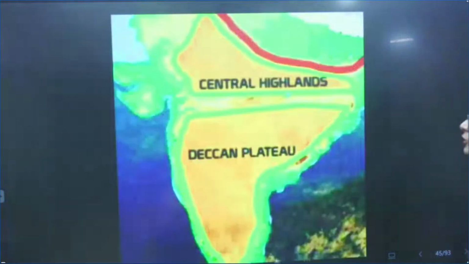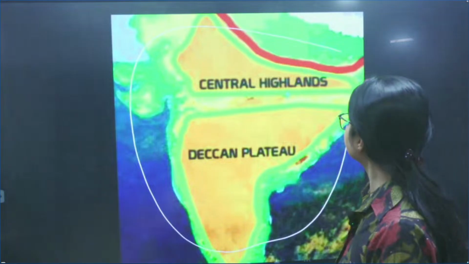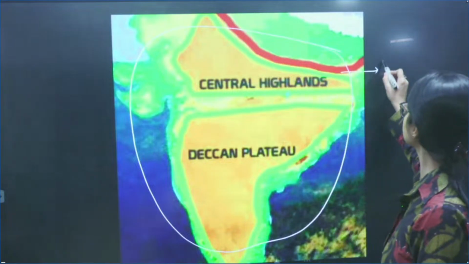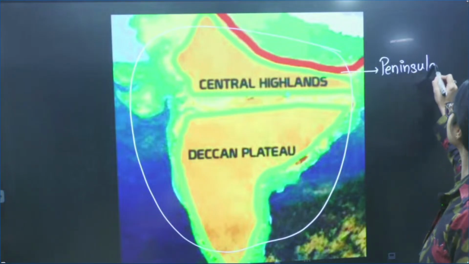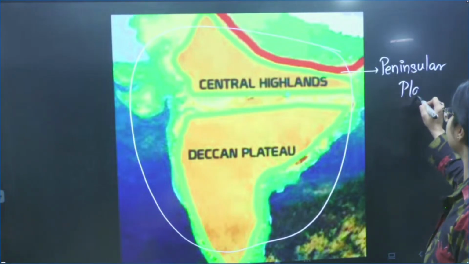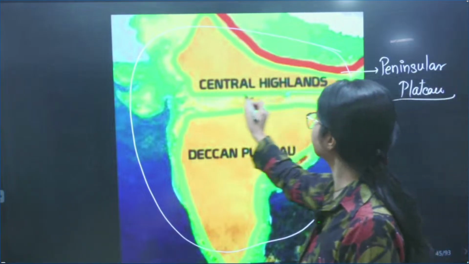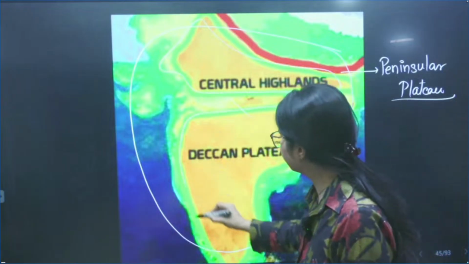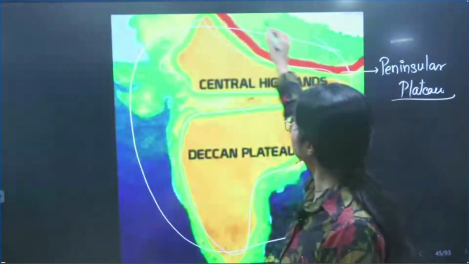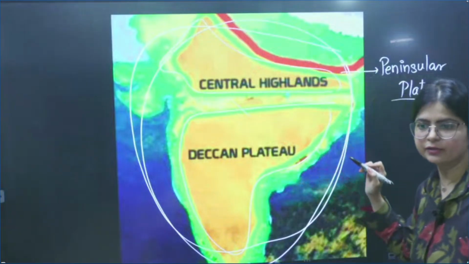Okay. So if we see the Peninsular Plateau, this is your Peninsular Plateau. Basically, we divide the Peninsular Plateau into two parts. The one is your Central Highland, and the other one is your Deccan Plateau. This part is your Central Highland, and this part is your Deccan Plateau. Together they are known as Peninsular Plateau. Right? This is one thing that you should know.